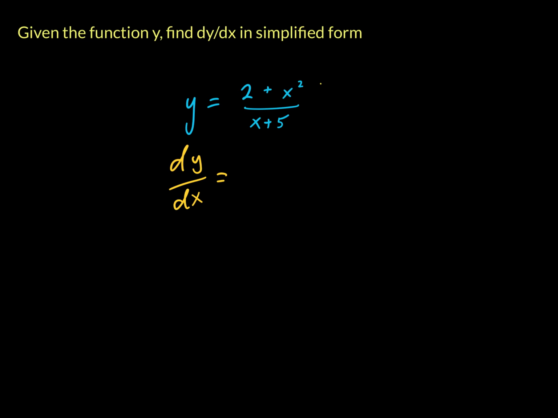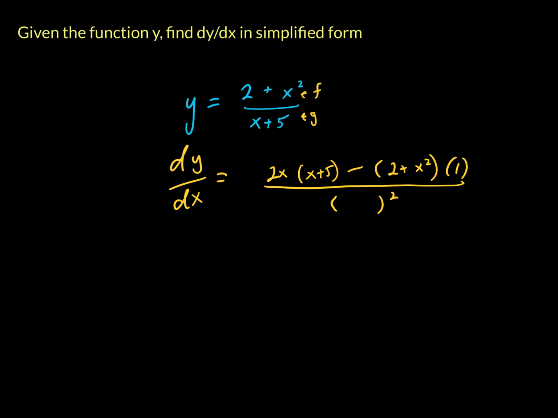Remember, this is the f, and this is the g. So first you take the derivative of the first, which becomes 2x. You leave the second. Minus. Now we leave the first one, the numerator, and we take the derivative of the denominator, which in this case just becomes 1. Don't forget about your denominator. It is g squared. What was g? x plus 5.